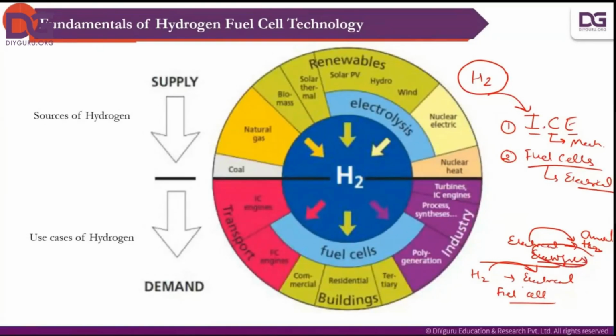And if we talk about the fuel cell, in a fuel cell 99% hydrogen is used, so that's why I am writing: generating electrical energy from hydrogen is called a fuel cell. So these are two different parts which are opposite to each other. These are the basic fundamentals.